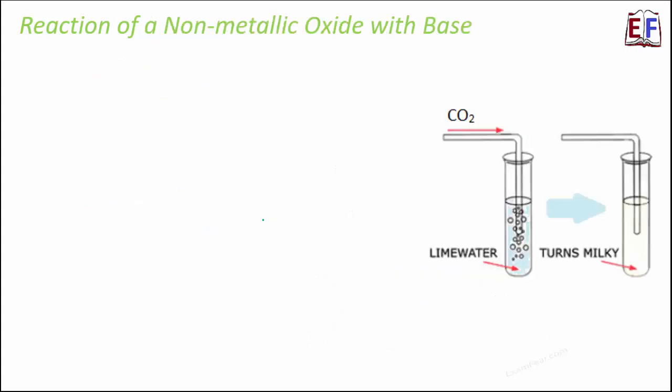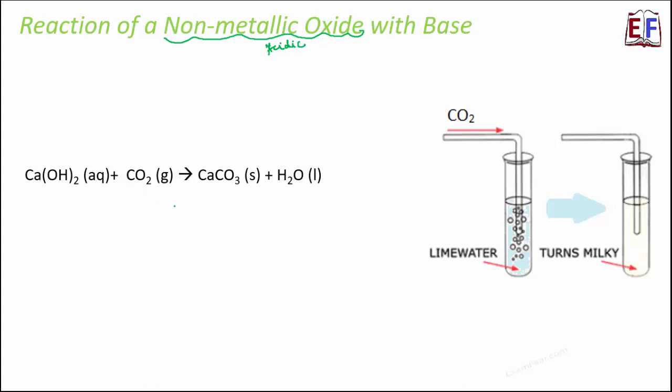Let us now look at the reaction of a non-metallic oxide with a base. Now, just the way we saw that a metallic oxide is basic in nature, similarly we will see that a non-metallic oxide is acidic in nature. Why? Because when a non-metallic oxide like carbon dioxide, carbon is a non-metal, so oxide of carbon is a non-metallic oxide. So when this reacts with a base like Ca(OH)2, we get CaCO3, that is calcium carbonate, plus water. So here also we get a salt, calcium carbonate, and along with that we get water.